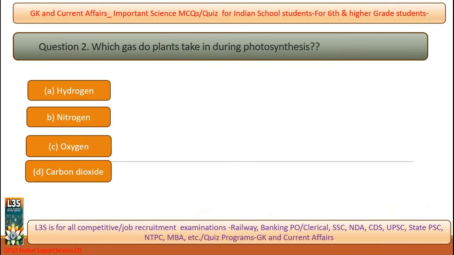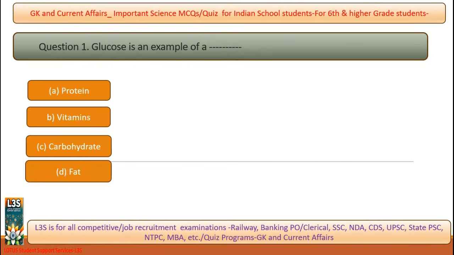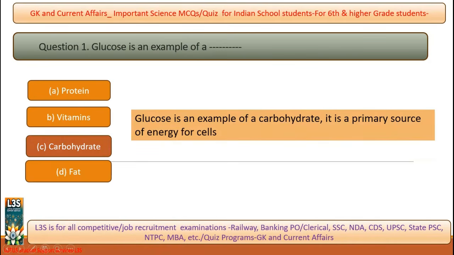Which gas do plants take in during photosynthesis? The right option is D, carbon dioxide. Glucose is an example of a protein, vitamins, carbohydrate or fat. Which option is correct? The right option here is C, carbohydrate. Glucose is an example of a carbohydrate and it is a primary source of energy for cells.